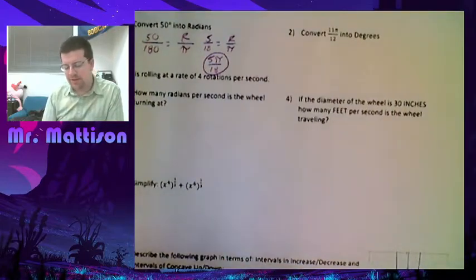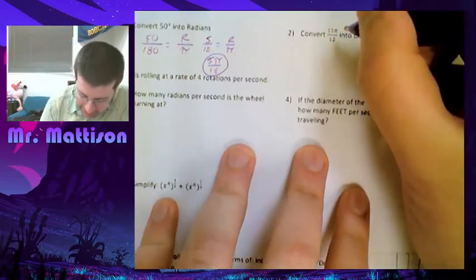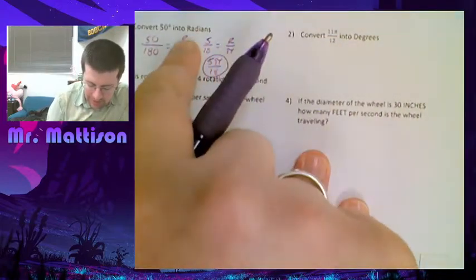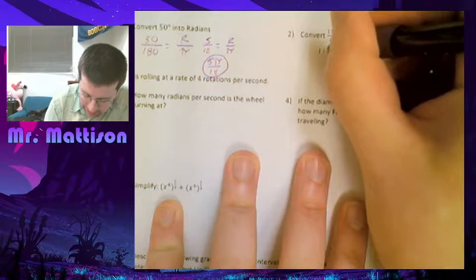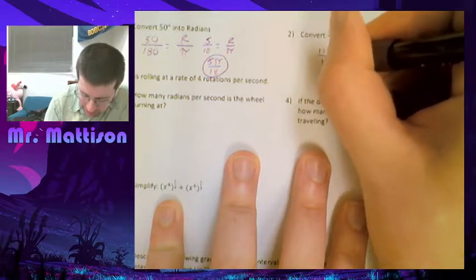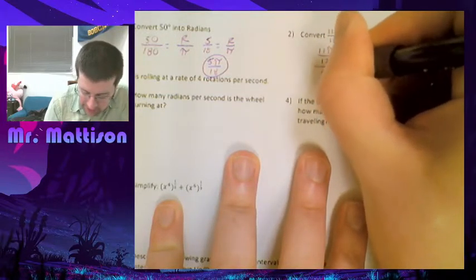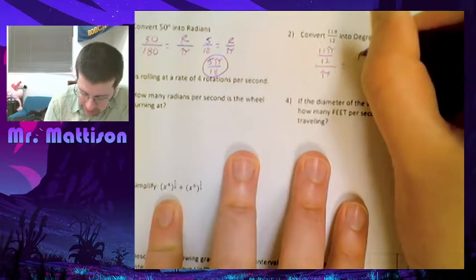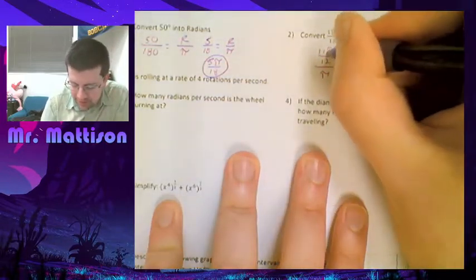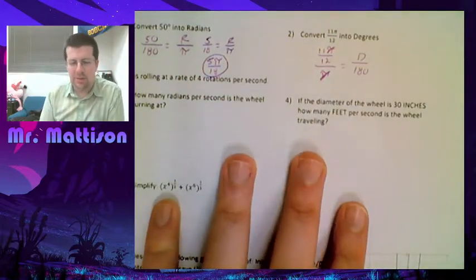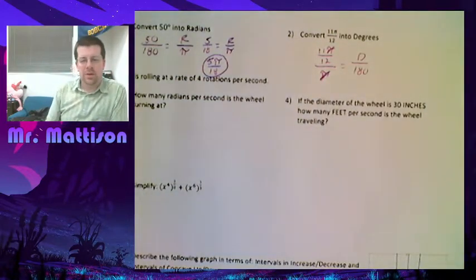Going from radians to degrees, I'm going to do the same thing, but I'm going to plug this into my r and I'm going to solve for my d. So I'm going to have 11 pi over 12 over pi equals d over 180. So here, those pi's are going to cancel off immediately. So then I'm just left with 11 over 12 over 1, which the over 1 is going to do nothing to it. So it's really just the fraction of 11 twelfths.